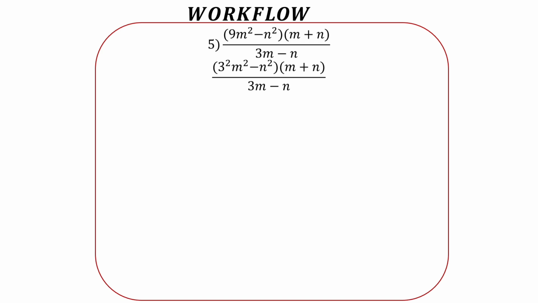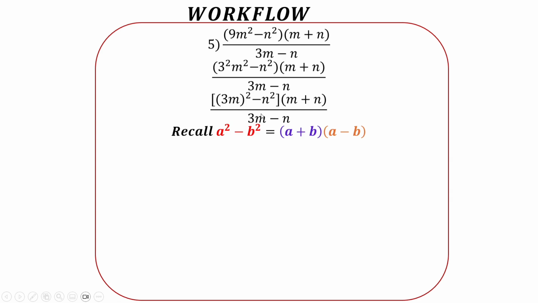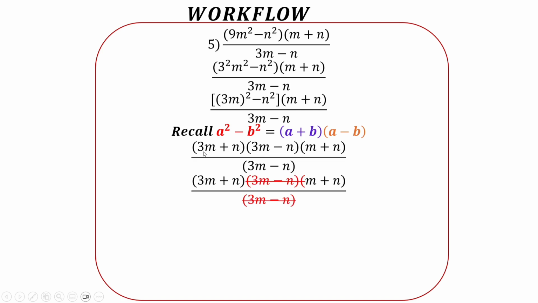So we rewrite 9 as 3 squared, and then we group the 9 and then the m to make it simple. So we now have 3m squared minus n squared, which is difference of two squares. We can recall our formula and then expand that expression in the square brackets. So it's the same thing as this one. So we just expanded this, right, to get this 3m plus n and then 3m minus n. The m plus n is the same thing, we've not changed it. Same thing applies to the denominator, we've not changed that one as well.